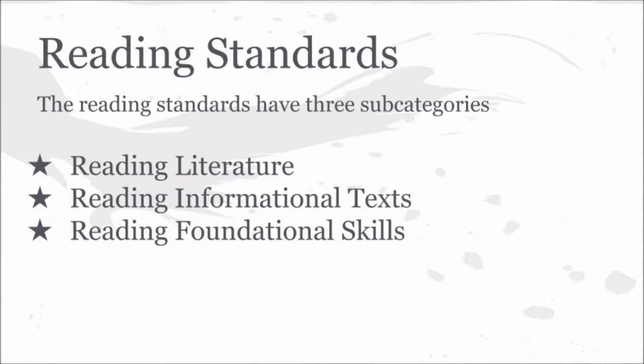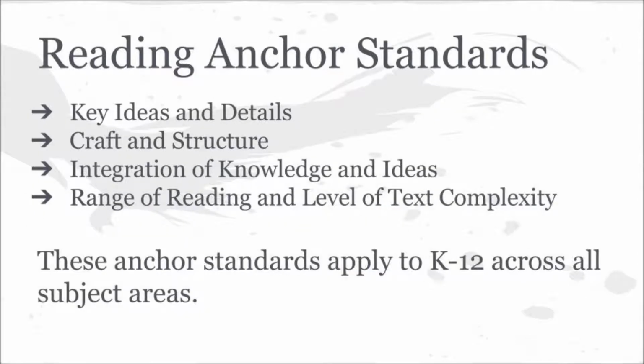The reading standards are different from the other ELA standards. The reading standards have 3 subcategories: reading literature, reading informational text, and reading foundational skills. Reading literature and informational text have the same anchor standards. The first is key ideas and details. This anchor covers ideas like close reading, what the text says explicitly versus logical inferences. It has students determining central ideas and analyzing the why and how.